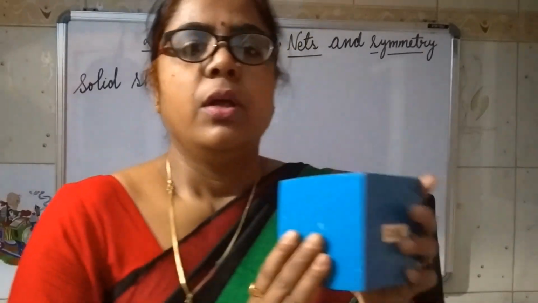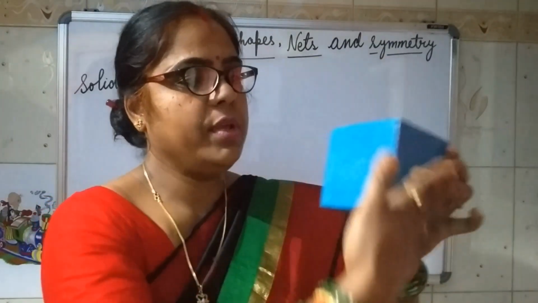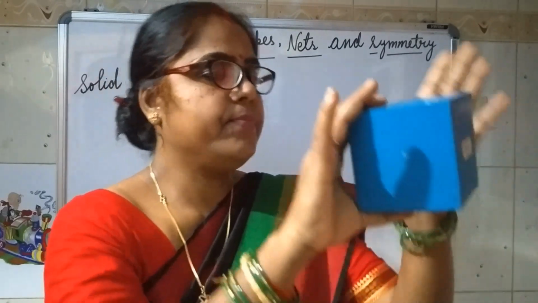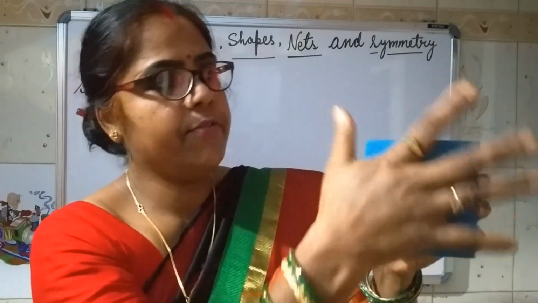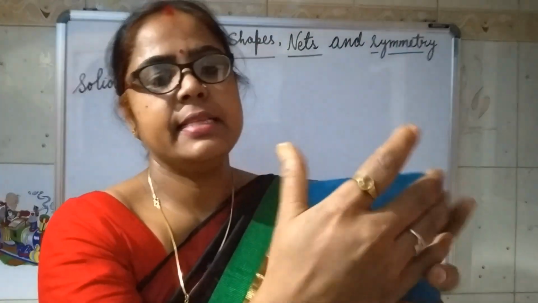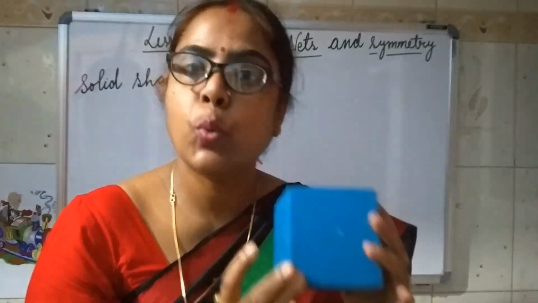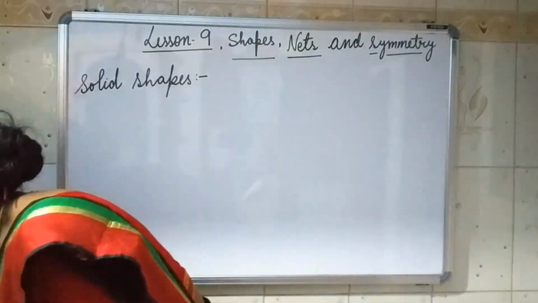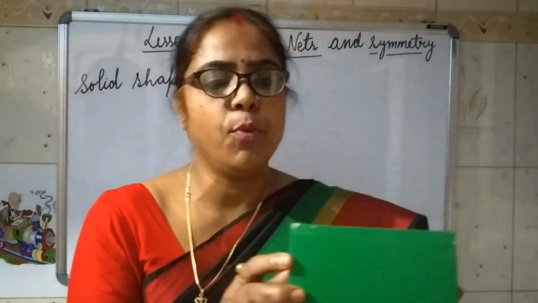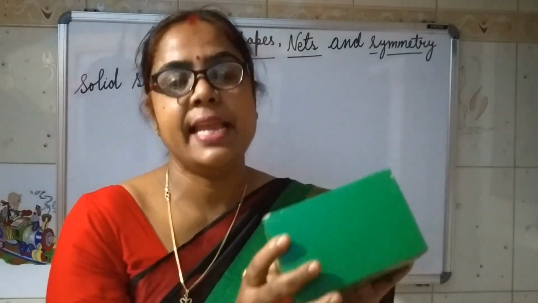Clear to you? A cube is having 6 faces, 1, 2, 3, 4, 5, 6. Top face, bottom face, front face, back face, and this is the left face and this is the right face. A cube is having 6 faces, 12 edges and 8 corners. Similarly, a cuboid is also having 6 faces, 12 edges, 8 corners.